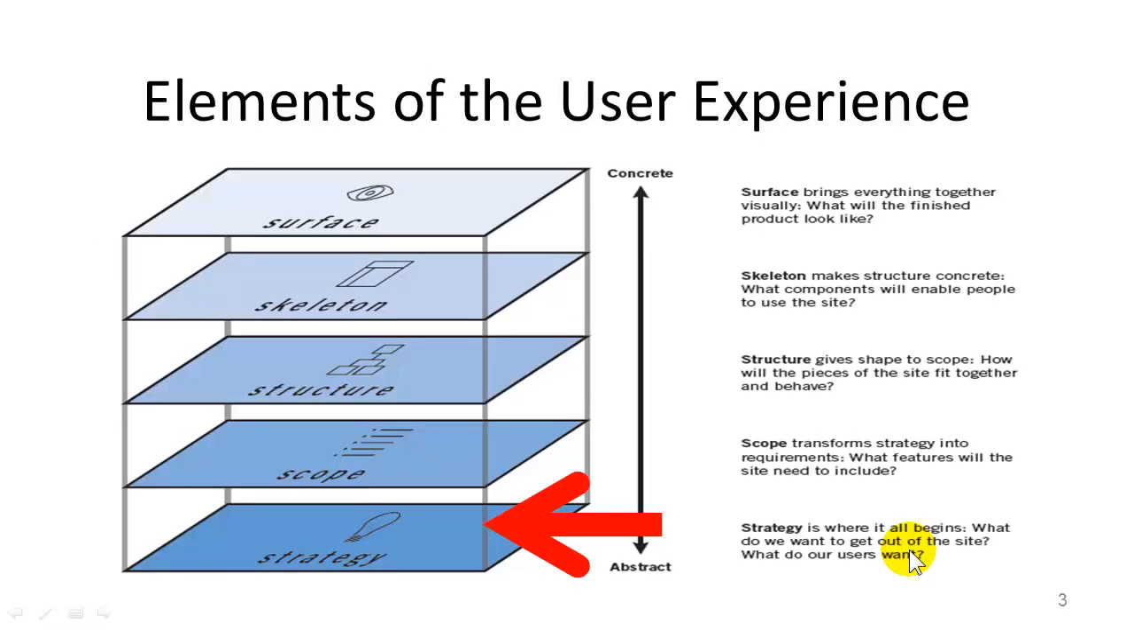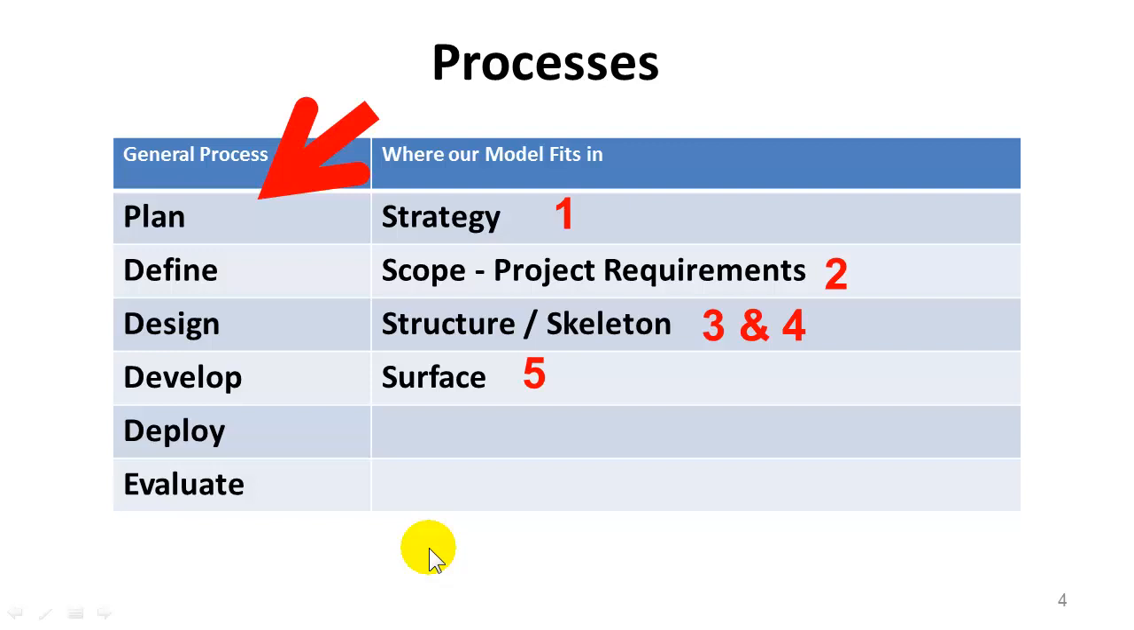So here we're looking at the 5 planes, the 5 elements of the user experience as a methodological approach. So we're looking first at the strategy. And this is where it all begins, and obviously this is, in my opinion, the most important phase. So from the right-hand side of this diagram, we look at the different planes. We have the strategy, scope, structure, and skeleton combined together, and the surface.